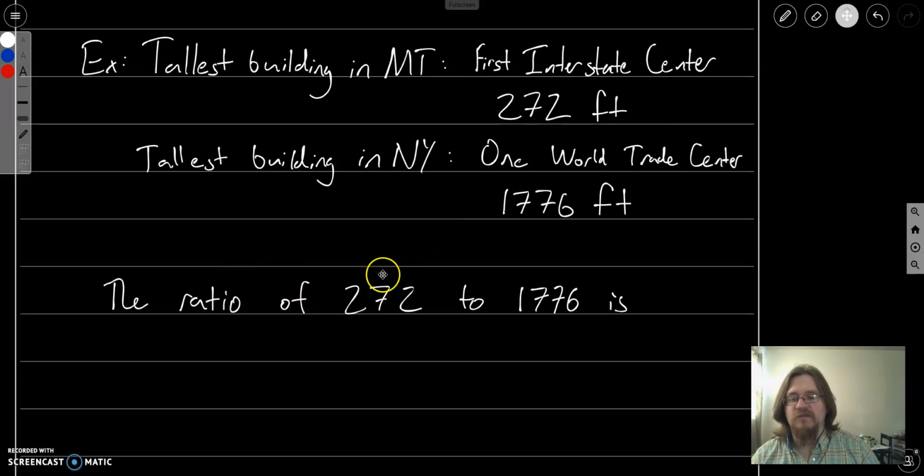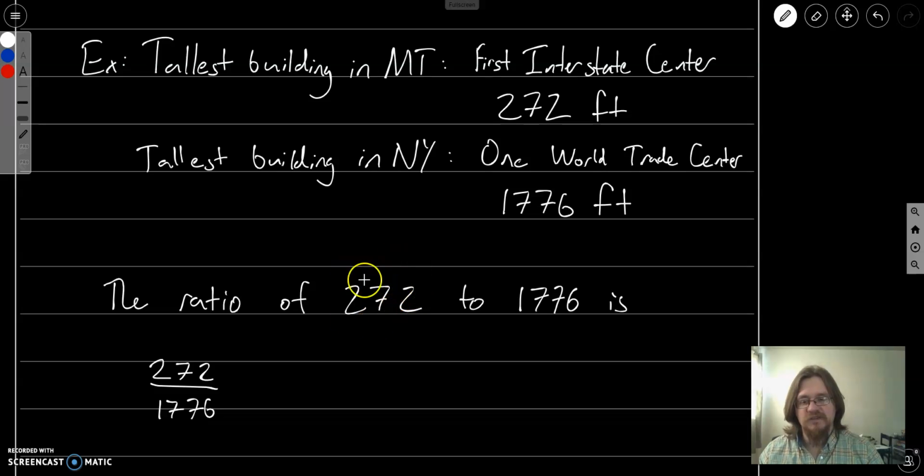So when we want to find the ratio between two numbers, we divide them. We take the ratio of 272 to 1776. The first number is always going to be on top of the fraction, and the second number on the bottom. This is our fraction. We want to take 272 and divide it by 1776. This is not something I can do in my head. I would pull out a calculator.